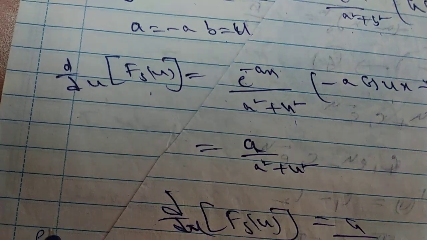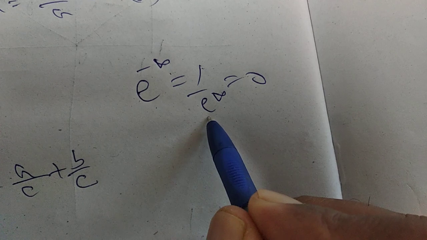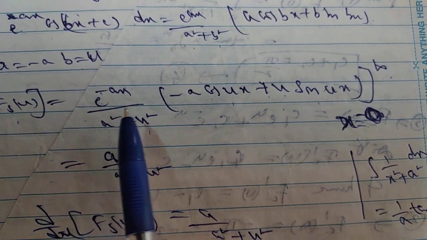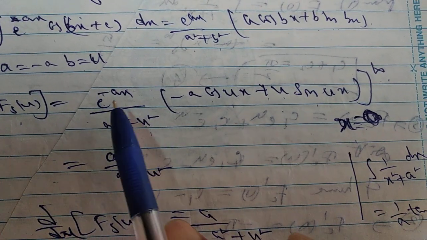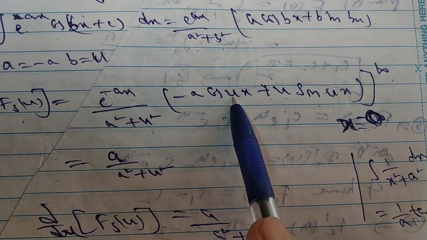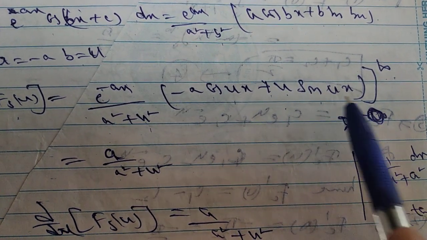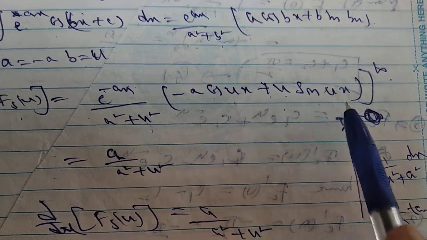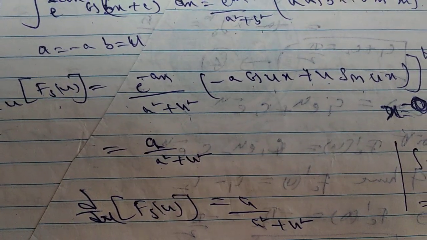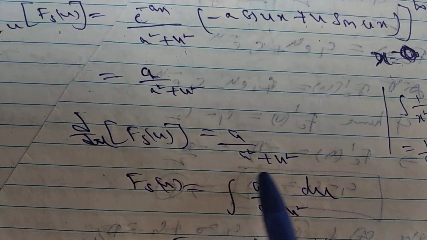So how? Here, e power of minus infinity can be written as 1 by e power of infinity, that is equal to 0. So upper limit is 0 minus lower limit, x is equal to 0, e power of 0 is 1, divided by a square plus u square. So here cos 0 becomes 1. So upper limit 0 minus of the minus, plus. So here this term is 0 because sin 0 is 0. So d by du of f of u is equal to a over a square plus u square.